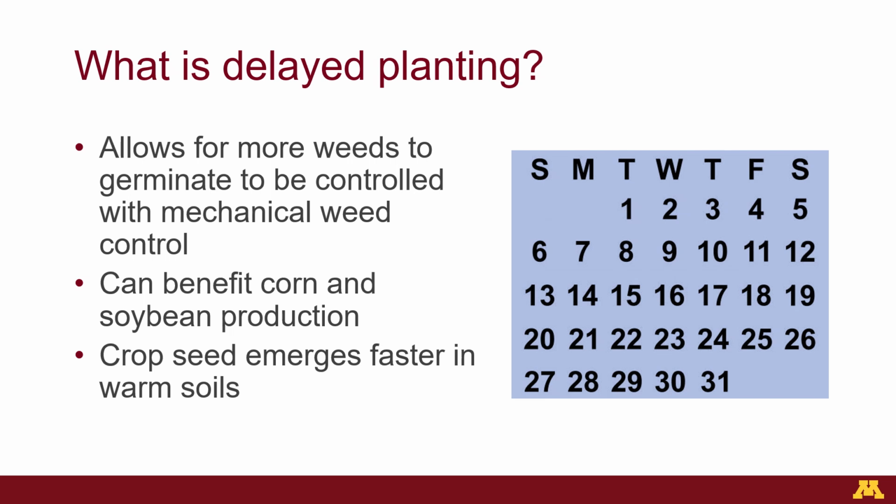In Minnesota, organic producers often plant corn and soybean later than conventional growers. This is called delayed planting, and it allows time before the crop is planted for more weeds to germinate. They then can be killed with mechanical weed control operations to reduce populations of early emerging weeds. Later planting means the soils are warmer, so corn and soybean will emerge more quickly. Delayed planting is not an option for early planted cool season crops.